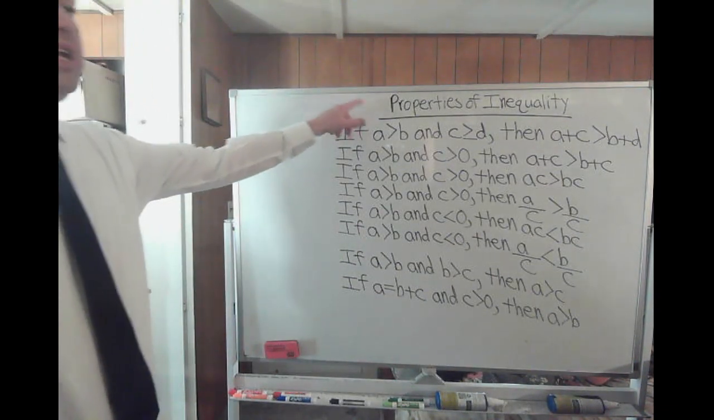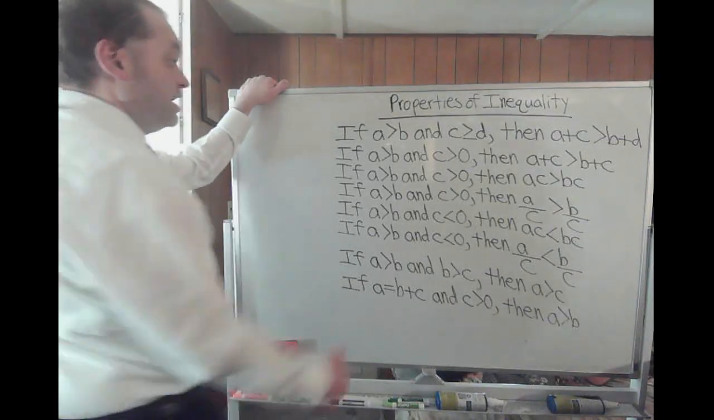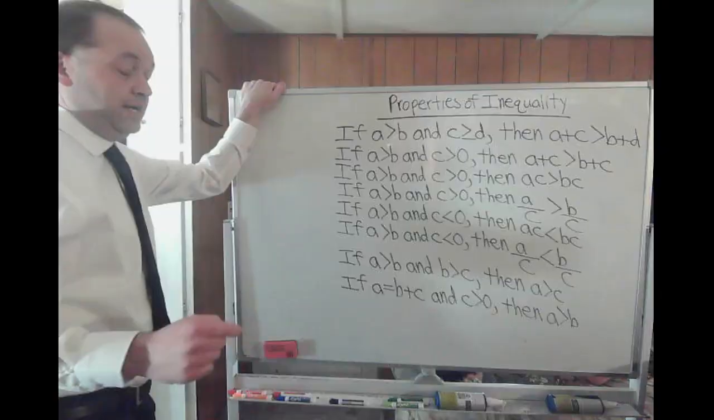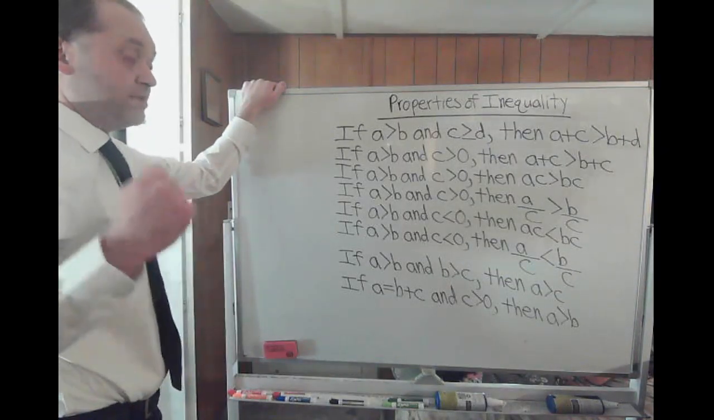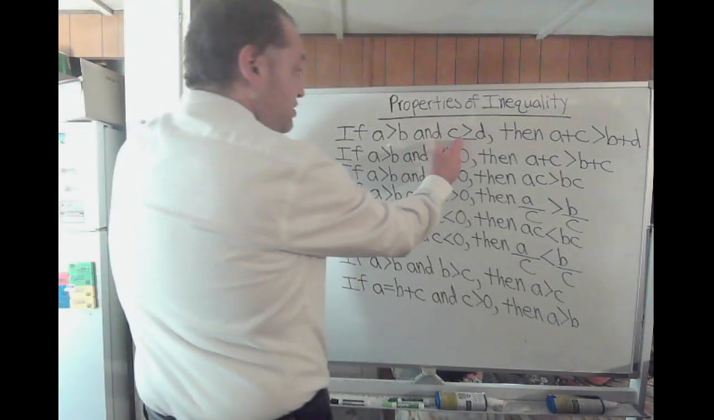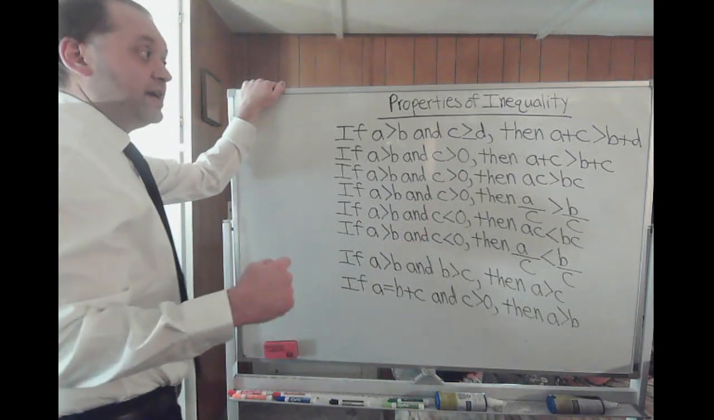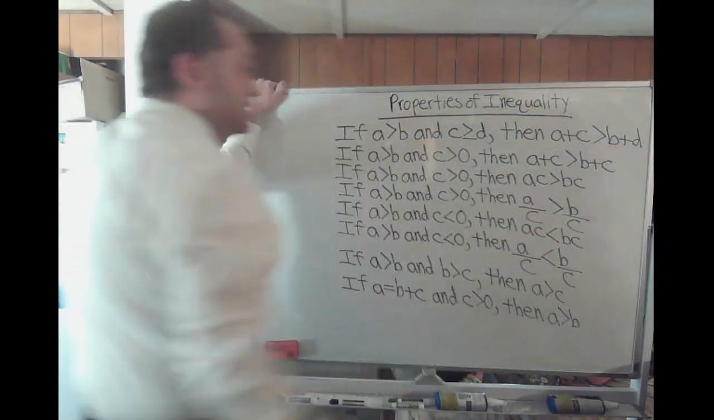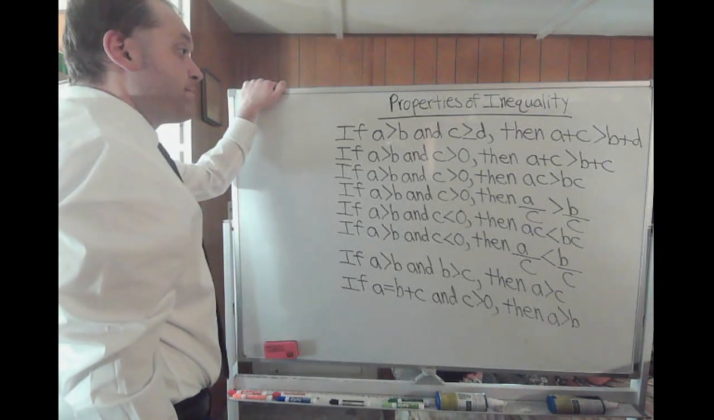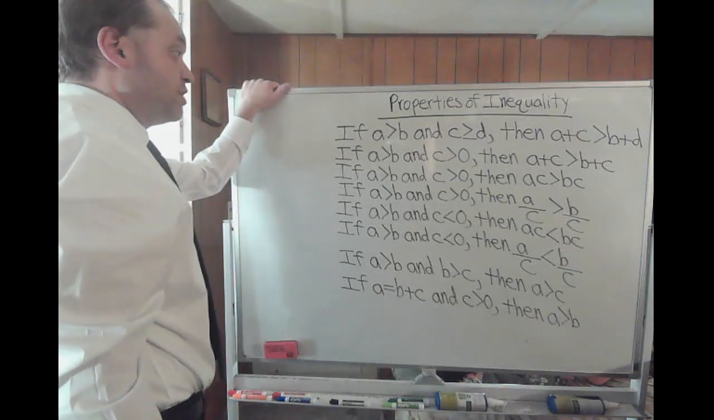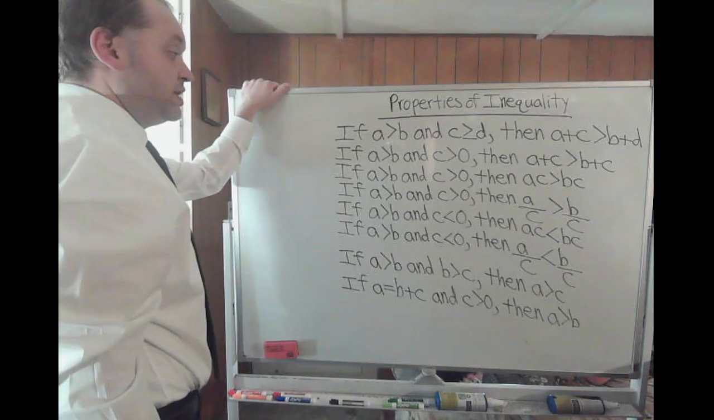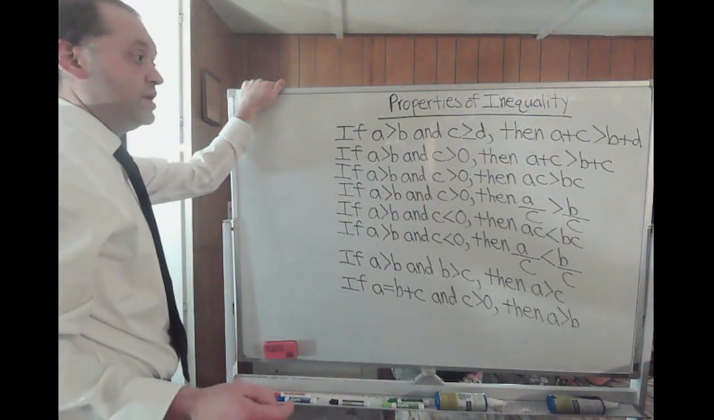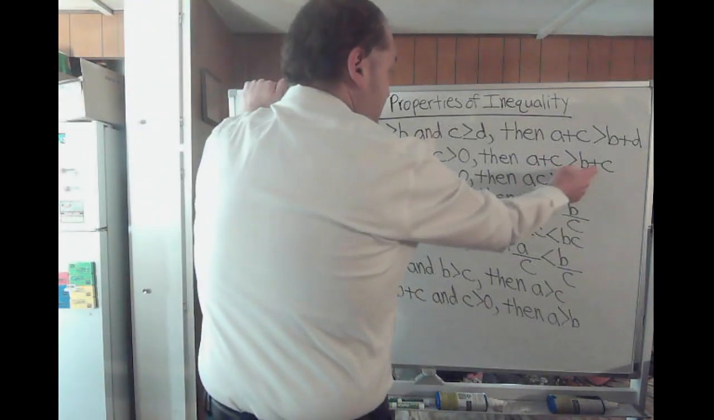Some properties of inequalities. If you have some arbitrary number a that's greater than a number b, and then you have another arbitrary number c that is greater than or equal to d, then a plus c is greater than b plus d. So that's one of the properties. Another one is if a is greater than b and c is greater than 0, then a plus c is greater than b plus c.